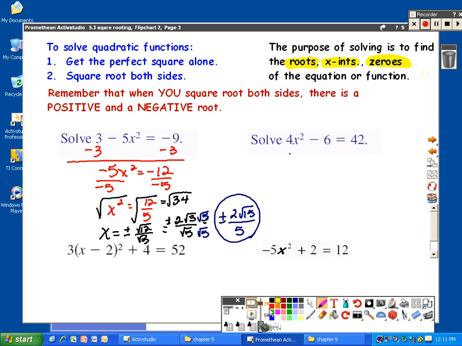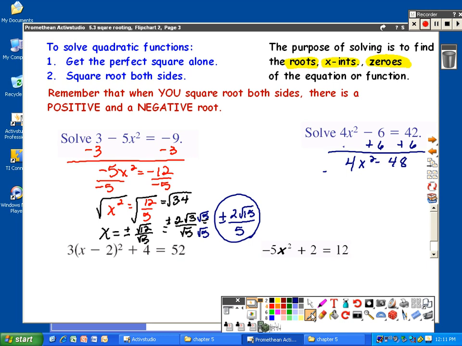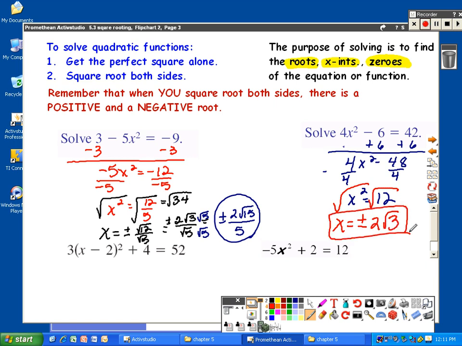In this problem, we would add 6 to both sides. 4x squared equals 48. Now we would divide by 4. X squared equals 12. Now we can square root both sides. So x equals plus and minus. And square root of 12 we simplify over here to be 2 square roots of 3. Still got 2 roots. A parabola should always have 2 roots. 2 x-intercepts, 2 zeros.